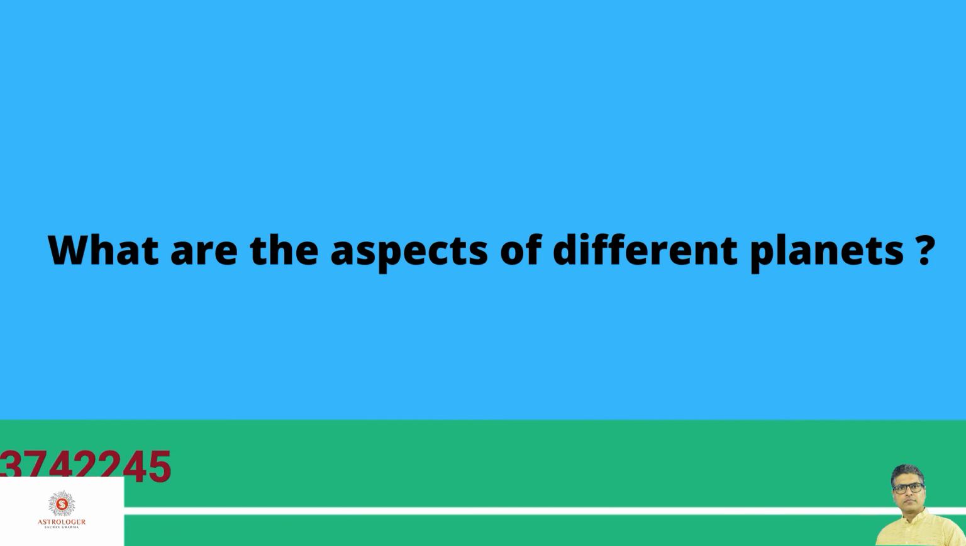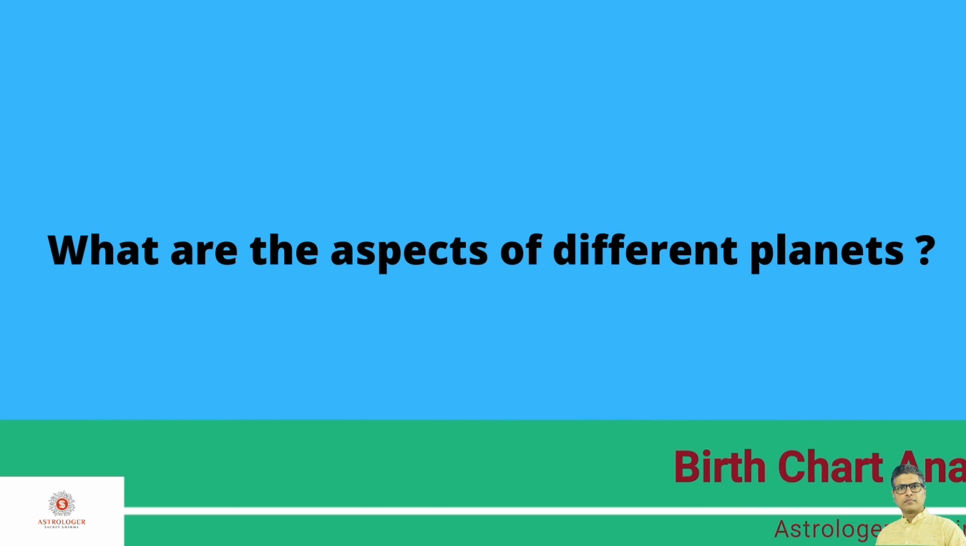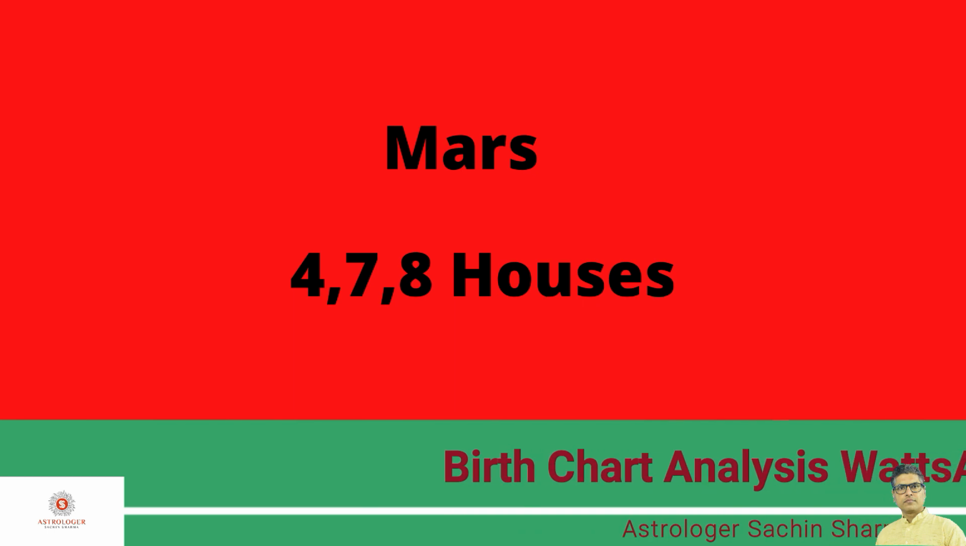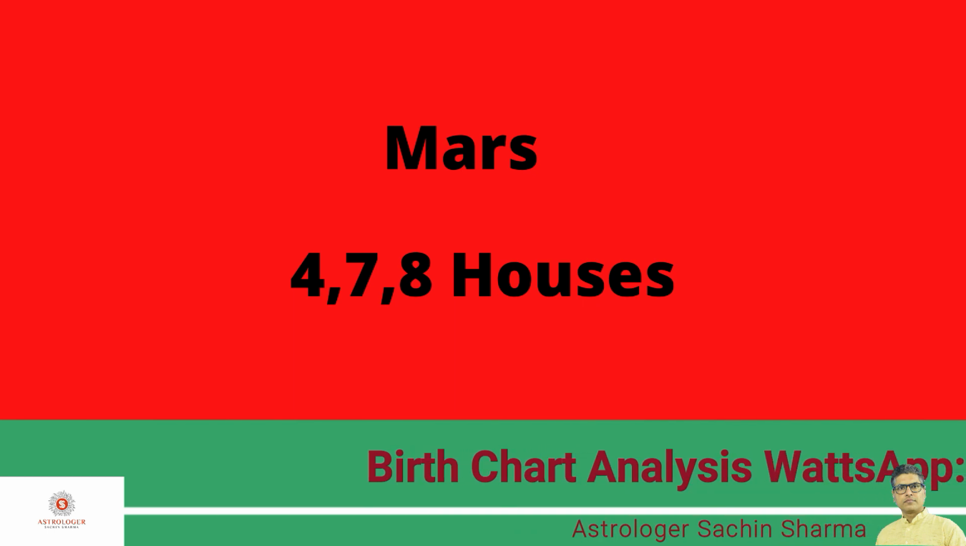That means if a planet is placed in one house, then on how many houses it will aspect, on how many houses it will have an impact. Let us understand the aspects of different planets one by one here, theoretically as well as practically. So let's discuss Mars first.